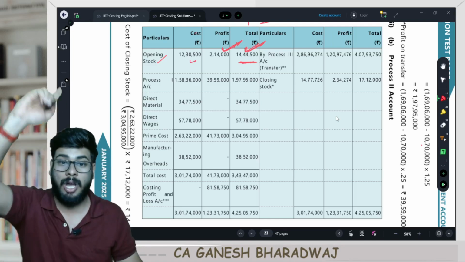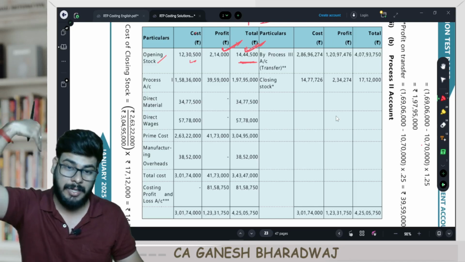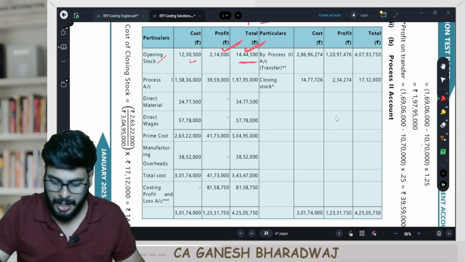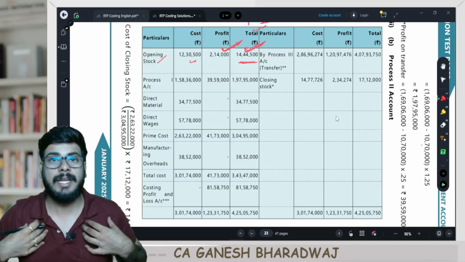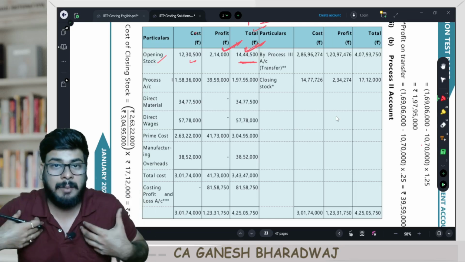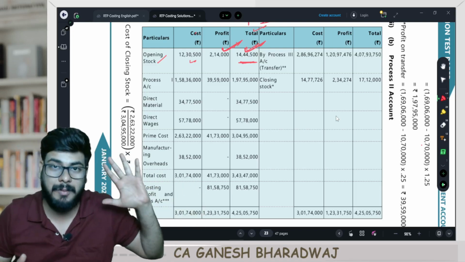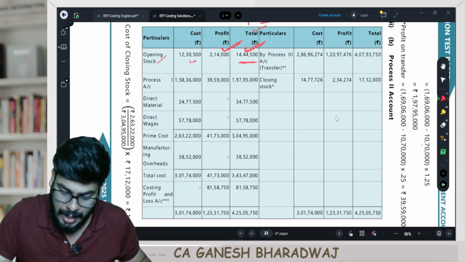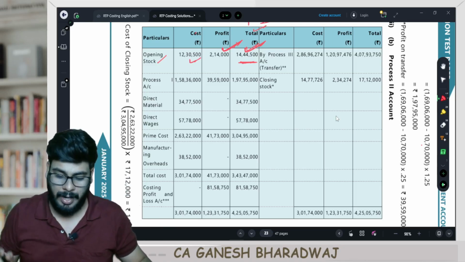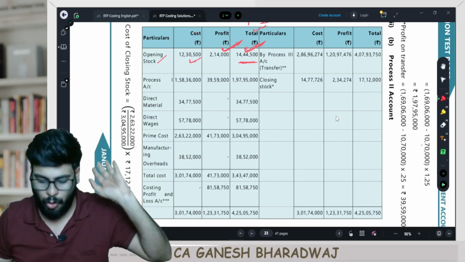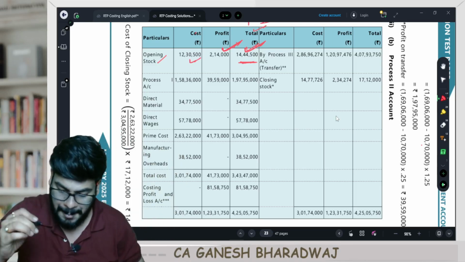This is the cost from the viewpoint of the company, cost to the company. Whereas this total column is what that particular process actually knows; it does not know the cost and the profit breakup here. Are you clear with this, guys? Right? So now the 12,30,500 is the cost pertaining to the opening stock. That is something that you need to remember.